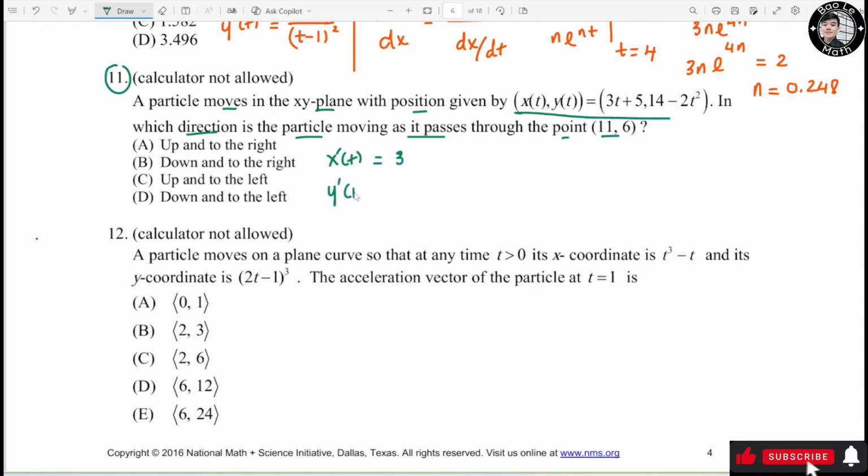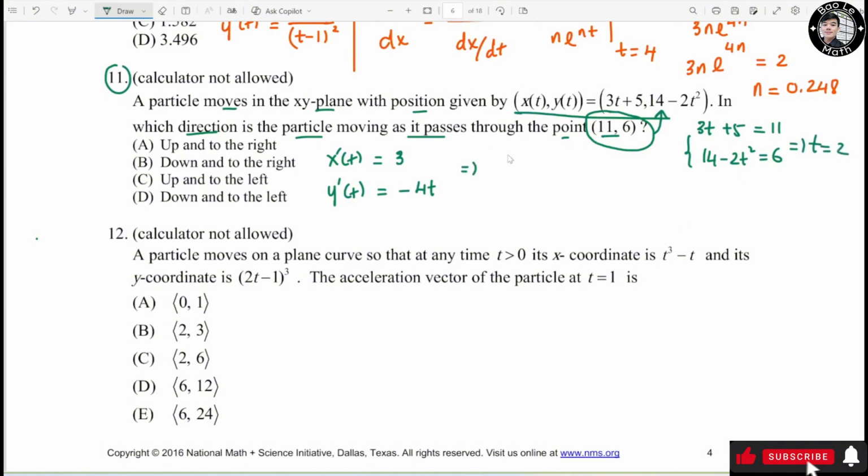Y prime of t equals negative 4t, right? Now we need to solve for t given this coordinate point, right? Substitute this guy over here to solve for t, right? So we have 3t plus 5 equals 11, right? And 14 minus 2t squared equals 6. So t equals 2, right?